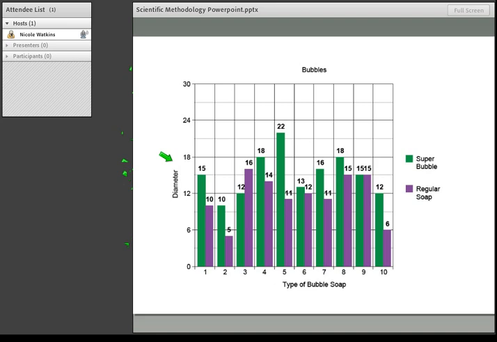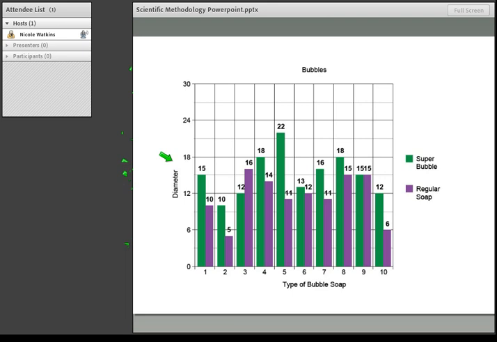So what should their conclusions be based off of this graph? The Super Bubble solution did not seem to produce bubbles that were twice as large as those made with the regular soap. Although the average size for the Super Bubble solution was larger than the average size for the regular soap, it was not twice as large as the ads claim. In fact, only 2 of the 10 trials had results that fit the ads' claims. So you have to report whether or not it went for or against your hypothesis. You have to report the truth and what your data is showing you.